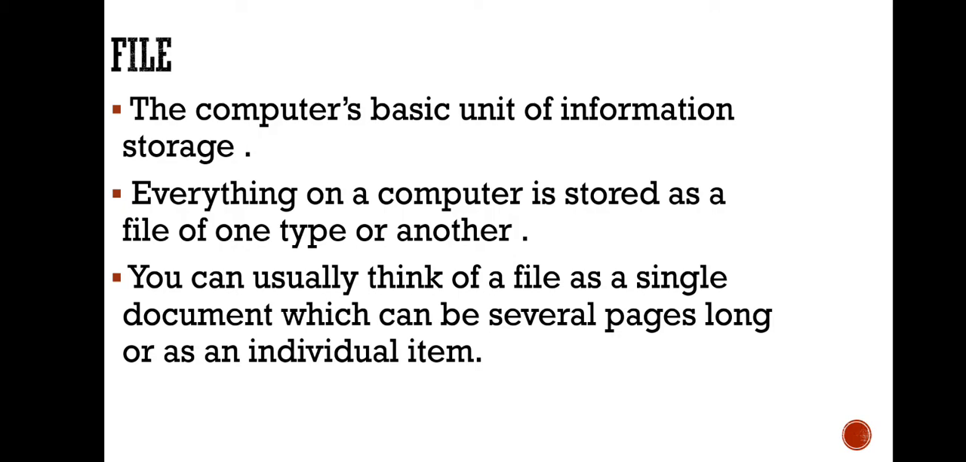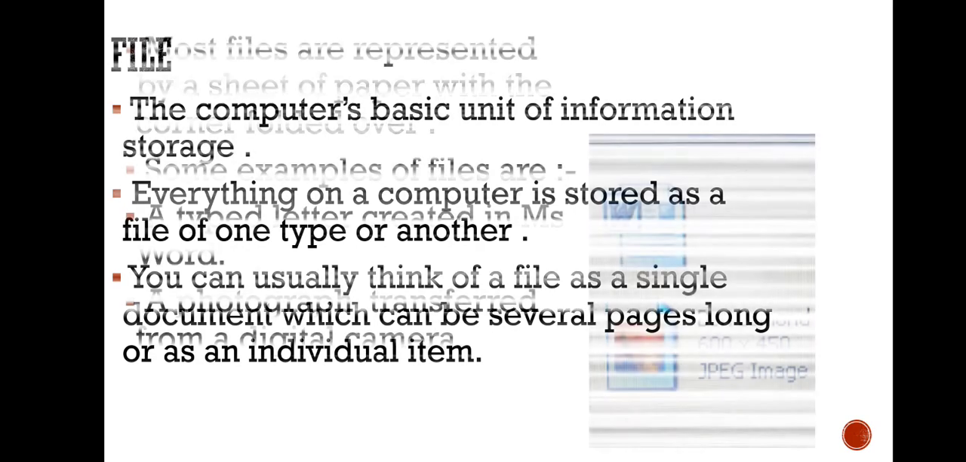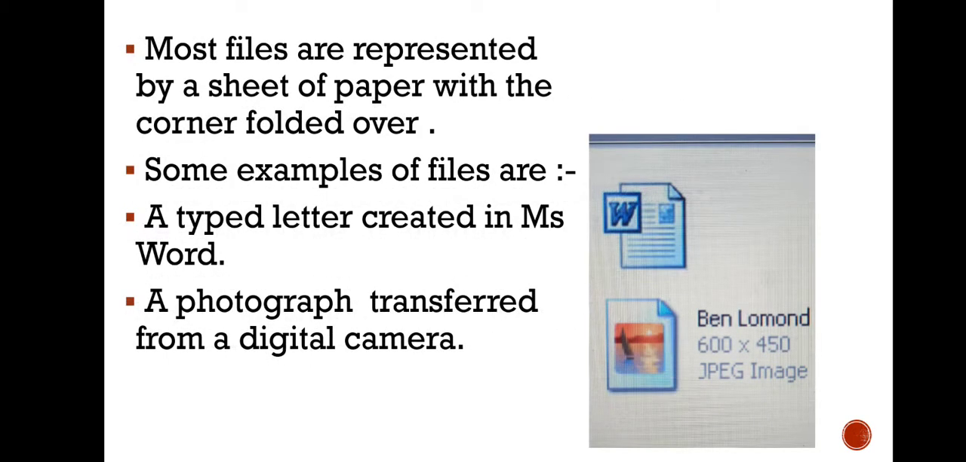A computer's basic unit of information storage is known as a file. Everything on a computer is stored as a file of one type or another. You can usually think of a file as a single document, which can be several pages long, or as an individual item. Most files are represented by a sheet of paper with the corner folded over. Some examples of files are given in this picture. The first one is a typed letter created in Microsoft Word, and the second one is a photograph transferred from a digital camera.